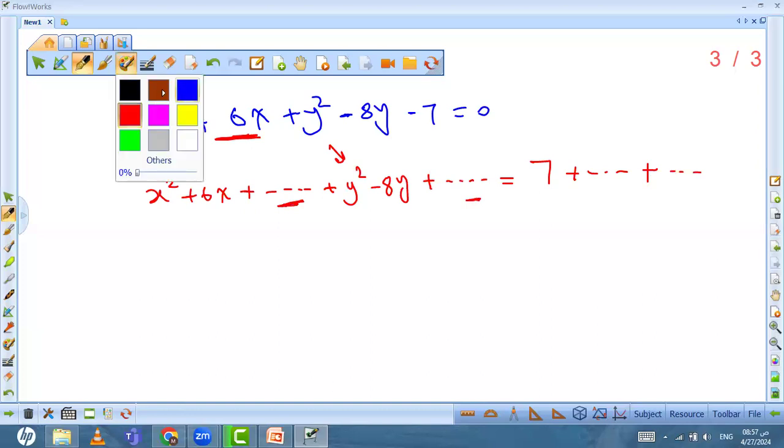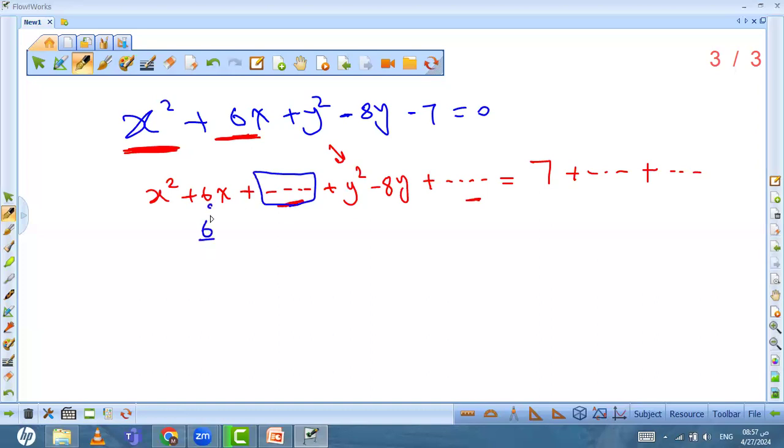Then how can we get the third term? I would take 6 over 2, to the power 2. 3 to the power 2 makes 9. I put 9 on the left, I put 9 on the right. How can we get the third term here? I'll take negative 8 divided by 2, to the power 2. Negative 4 squared makes plus 16, on both sides. Now, guys, I'll add these: 7 plus 9 plus 16, this one 25 plus 7, 32.